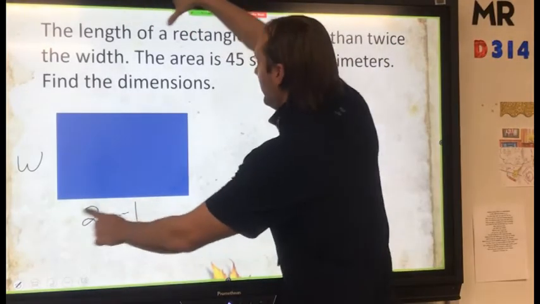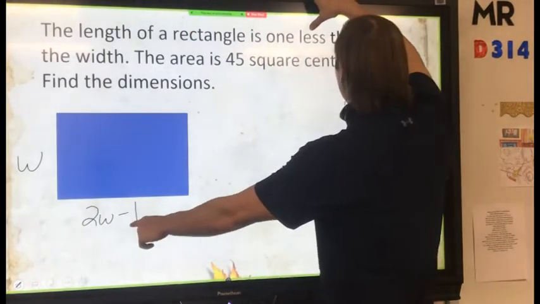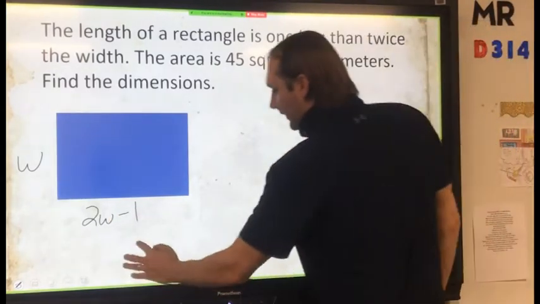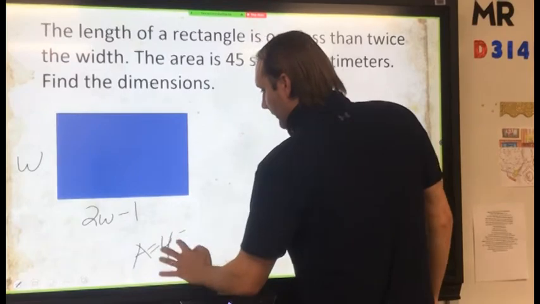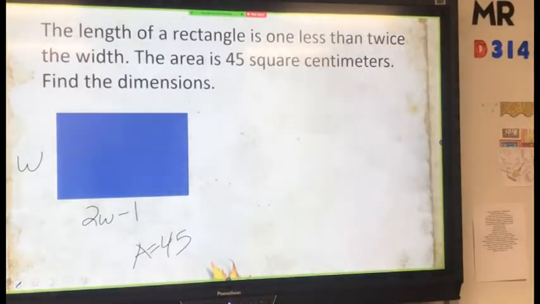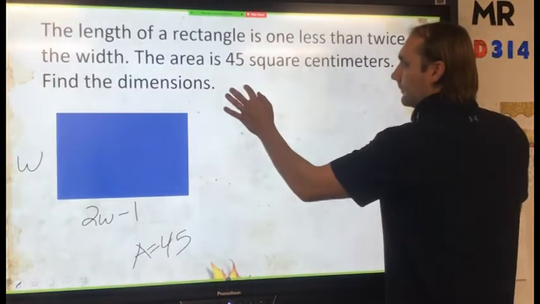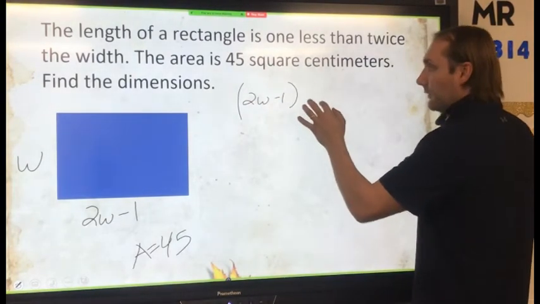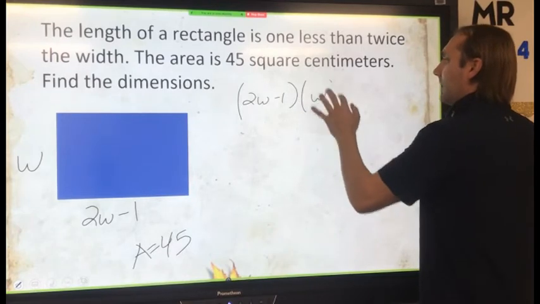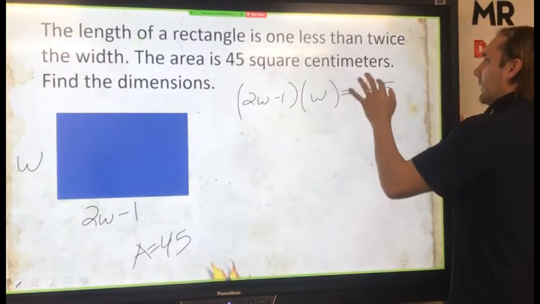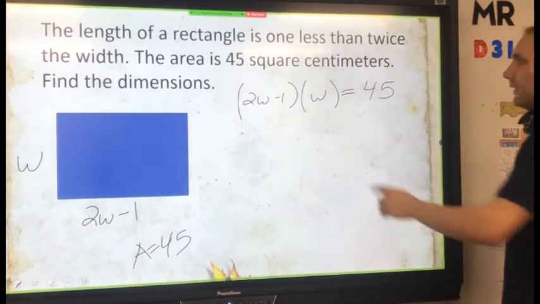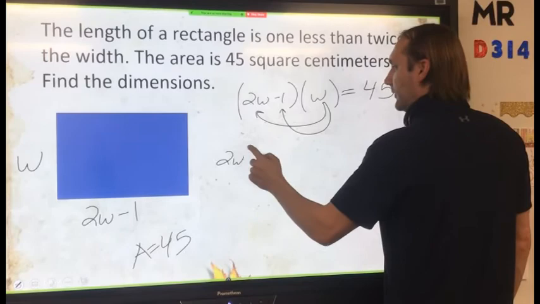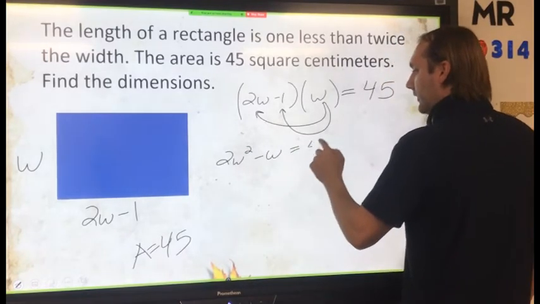My length of a rectangle is 1 less than twice the width. Looks good. And my area is 45. Okay. So I have enough information to solve this. How does my equation set up? 2W minus 1, times W equals 45. Now, distribute across here. So 2W squared minus W equals 45.